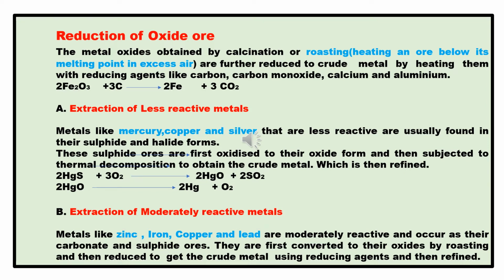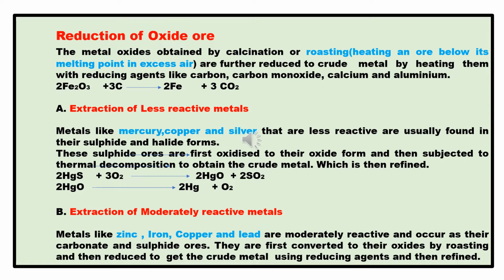Then this mercuric oxide, HgO, decomposes into mercury and oxygen. Understood now? Then how can we extract moderately reactive metals?